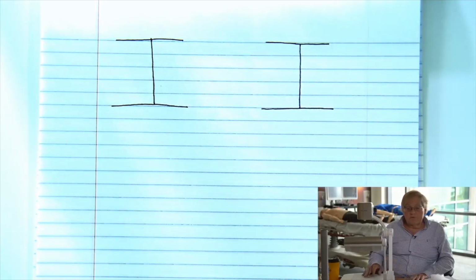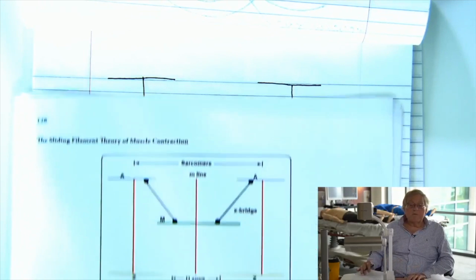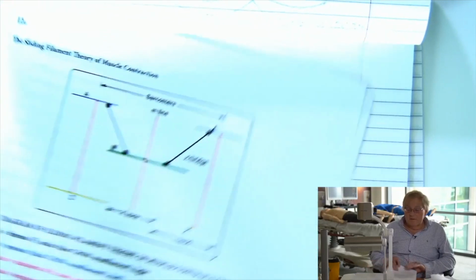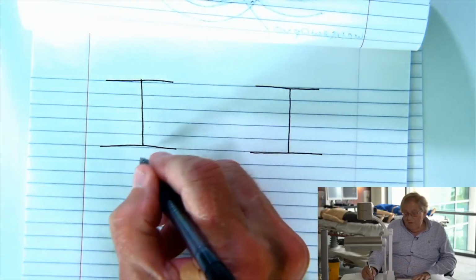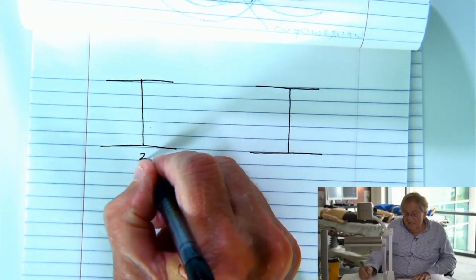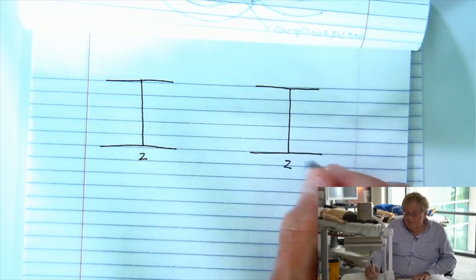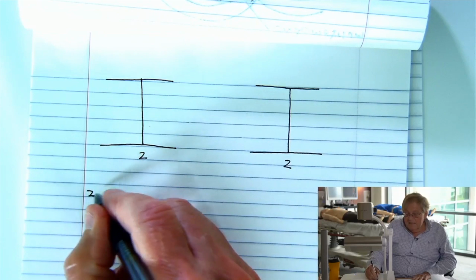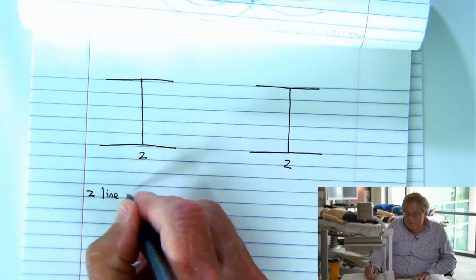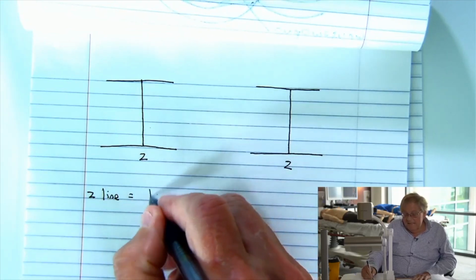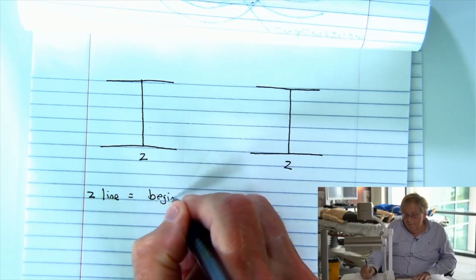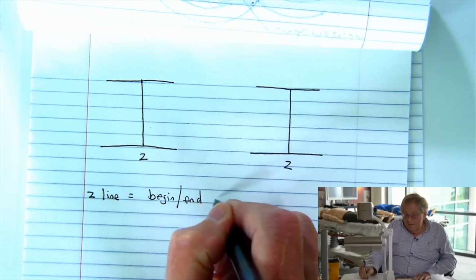So this structure here, as I'm looking at it, and again, just oversimplifying what's already simplified in the book, is going to be called a Z line. That's a Z line, and that's a Z. So always write down Z line. Remember, Z line is going to be the beginning or the end of a sarcomere.